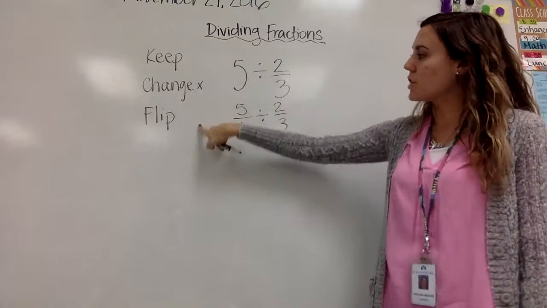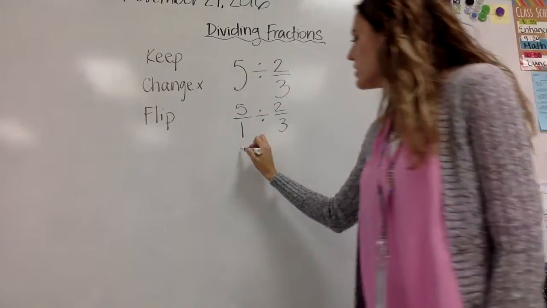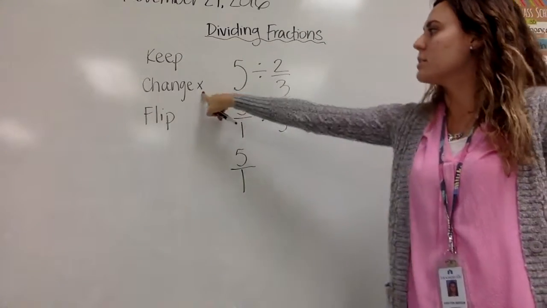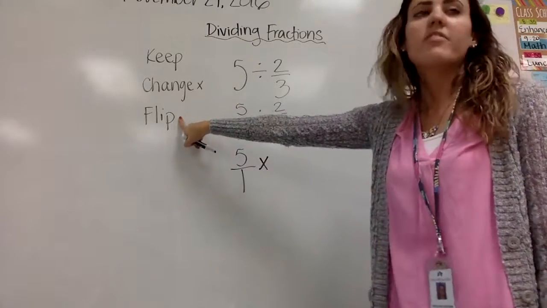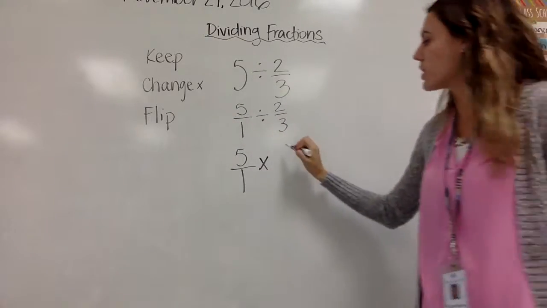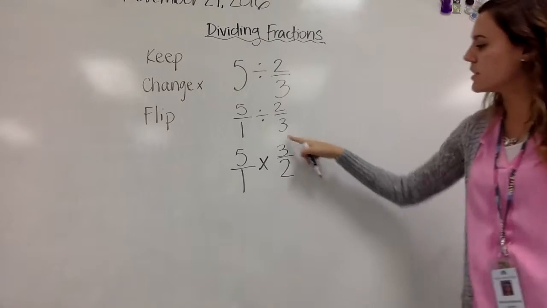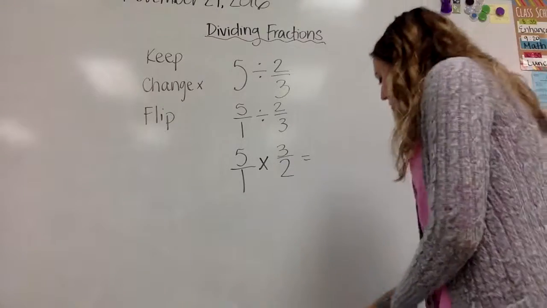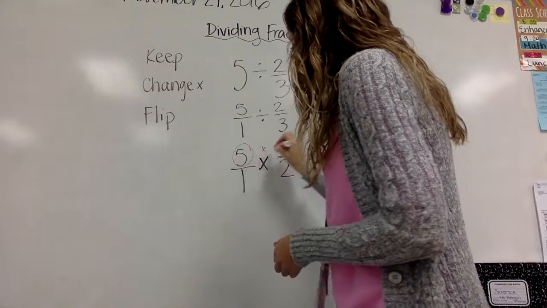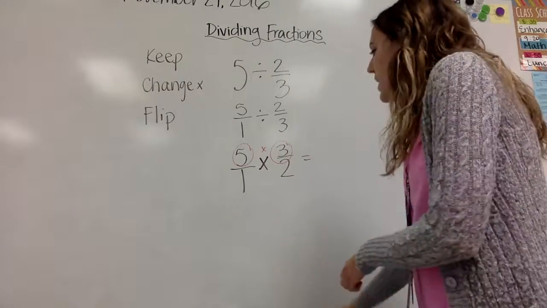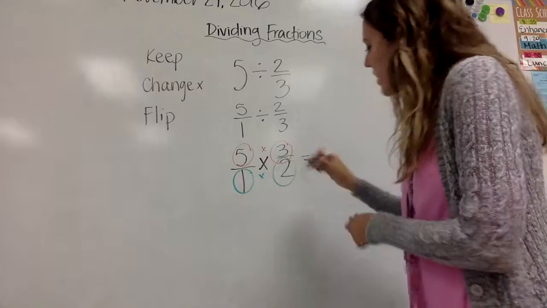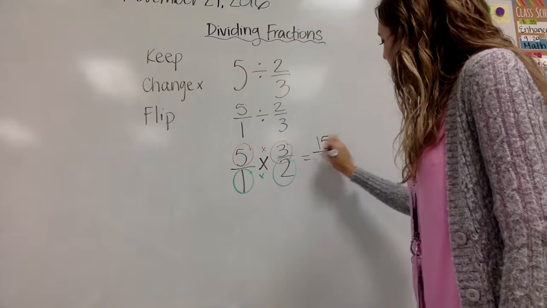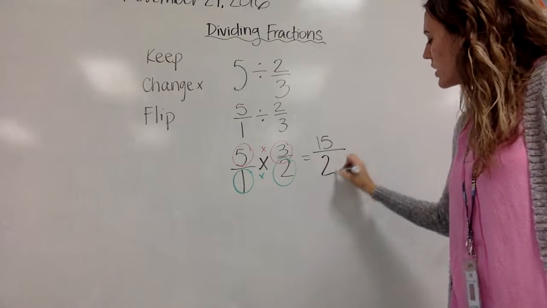Now I'm going to use my steps over here again. So I'm going to keep my first fraction, so 5/1. I'm going to change my division symbol to multiplication, and I'm going to flip my last fraction. So instead of 2/3, I'm going to use 3/2 because this is the reciprocal or the opposite of my original. And then I'm going to multiply straight across my numerator times my numerator and my denominator times my denominator.